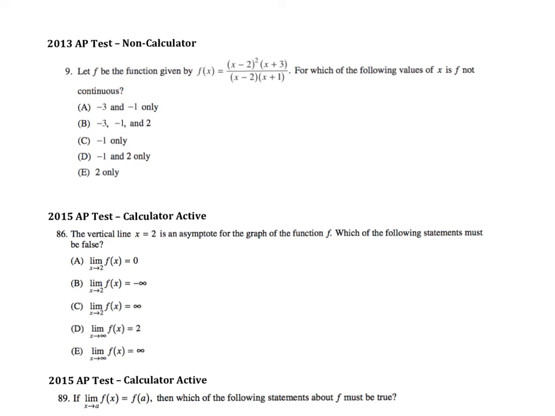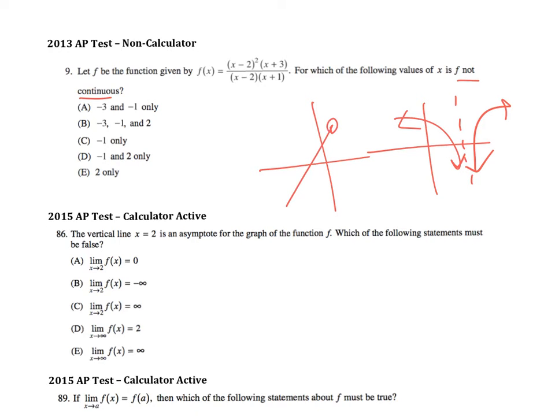All right, so we've got this function. Where is my function not continuous? Let's think about things that make functions not continuous. If we've got vertical asymptotes, a function is not continuous. And if we have discontinuities, like a hole, my function is not continuous. So let's go see what we've got here. A hole is when you've got a common factor in the numerator and denominator. So we're going to have a hole at x is 2.